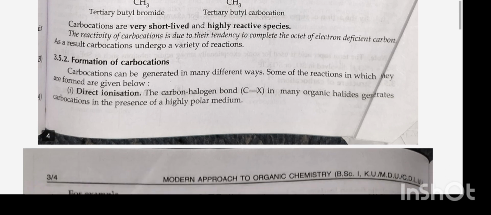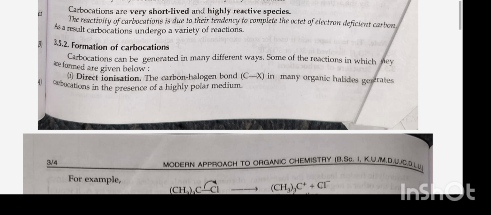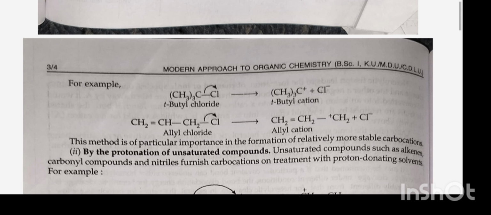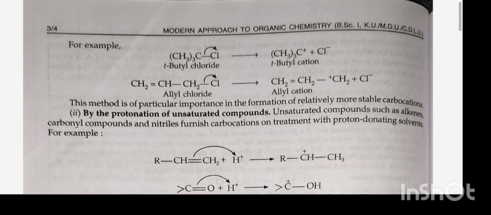Formation of a carbocation. Carbocations can be generated in many different ways. Some of the reactions in which they are formed are given below. First, direct ionization. The carbon-halogen bond C-X in many organic halides generates a carbocation in the presence of a highly polar medium. For example, tert-butyl chloride is converted into tert-butyl cation and chloride anion. This method is of particular importance in the formation of relatively more stable carbocations.